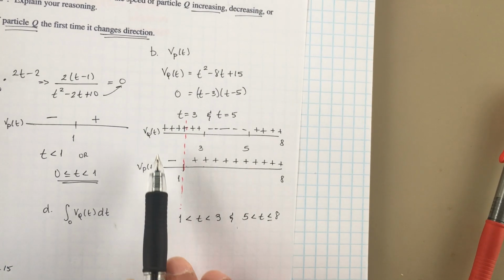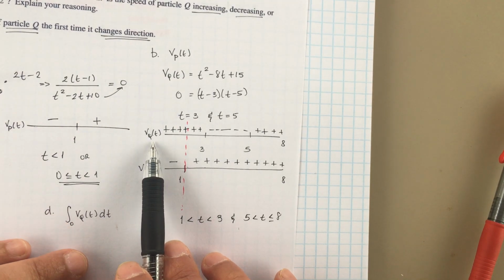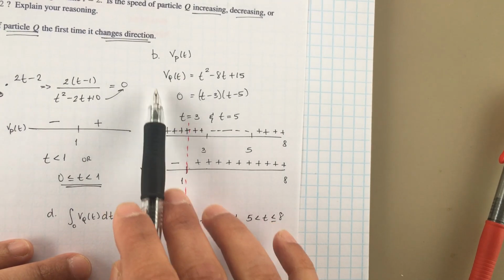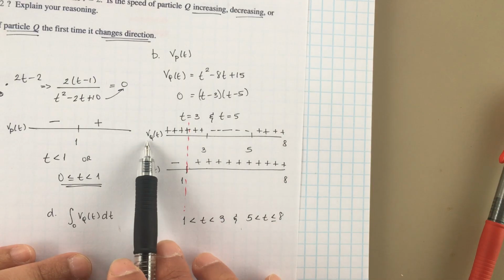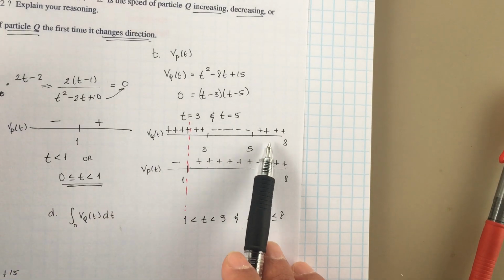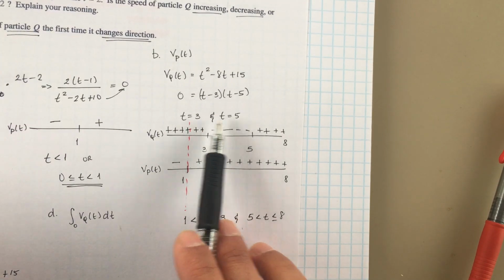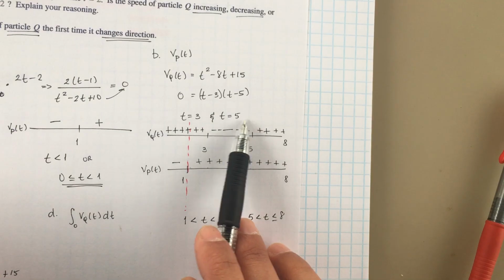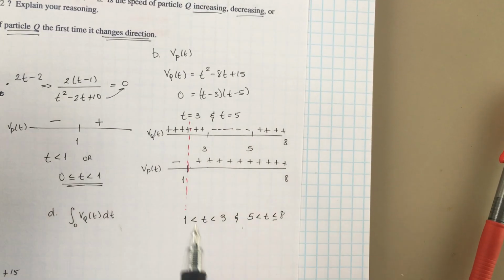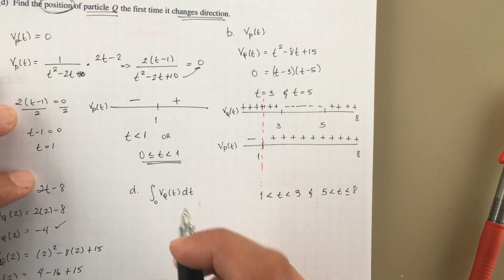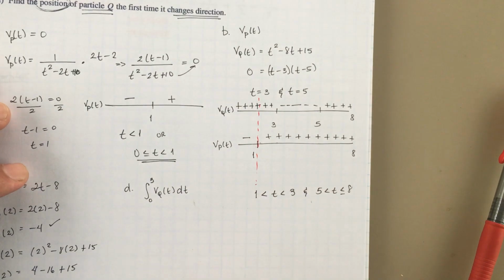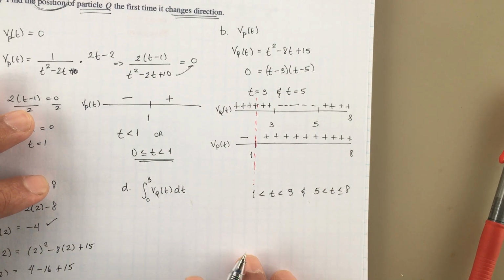Remember the velocity here. When does it change direction? Remember, particle q, it's moving. When does it change direction? That means when does it stop? It stops at 3 and at 5 to change directions. So the first time is at 3. So we're going to integrate from 0 to 3. Fundamental theorem.